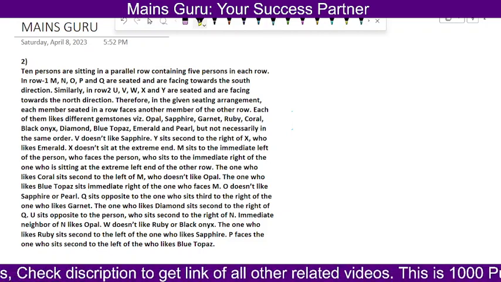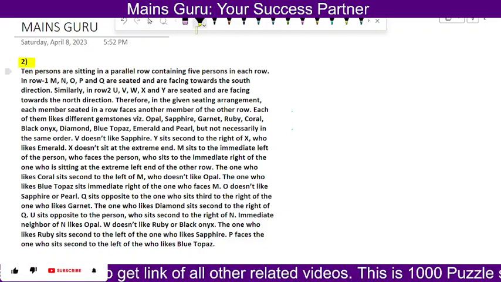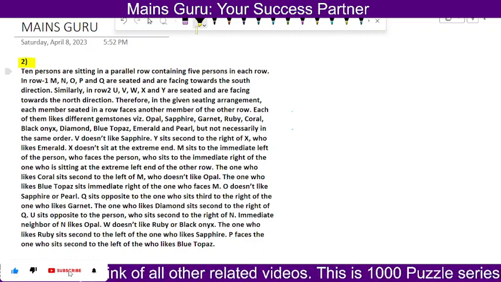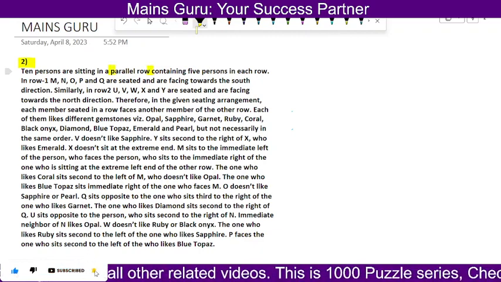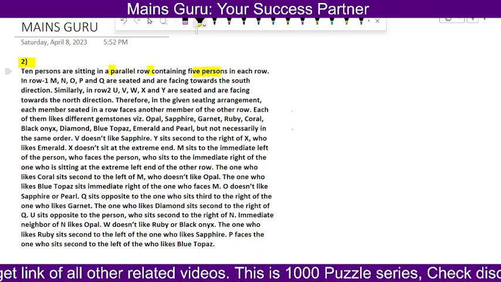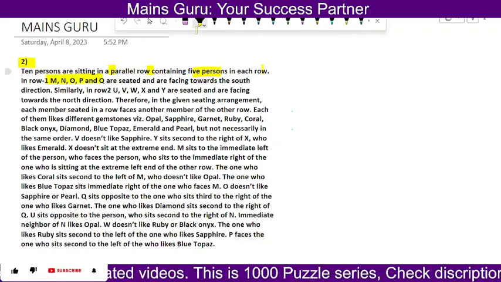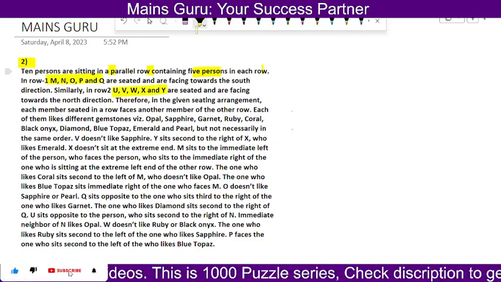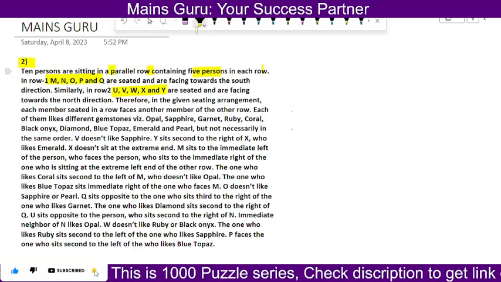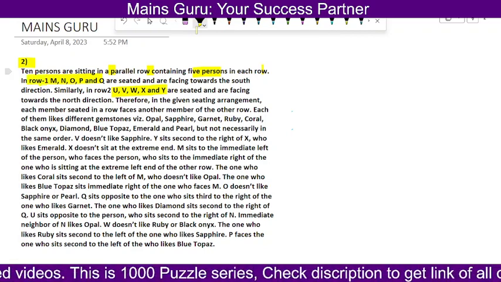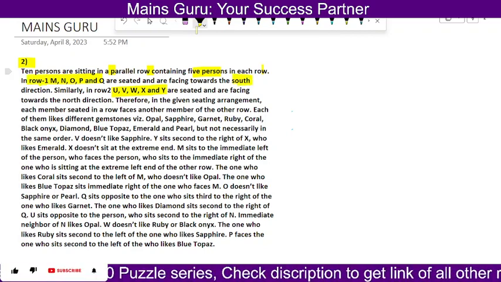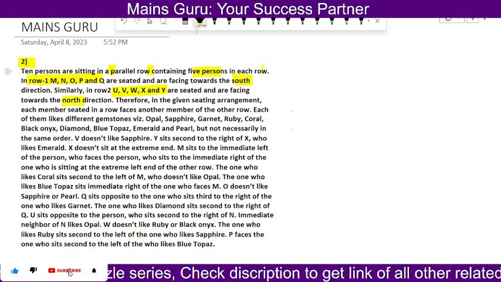Okay, so let's see the second number puzzle. What is given in this puzzle? 10 persons are sitting in two parallel rows, 5 in each row. These are the person names. Those sitting in the first row are facing south, and the others are facing north.